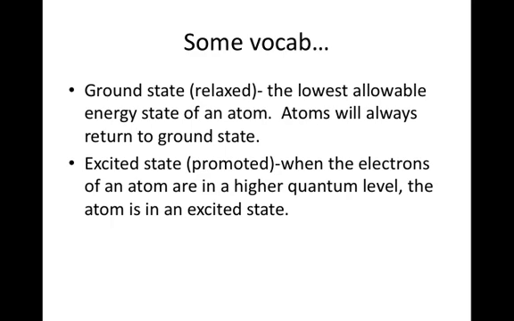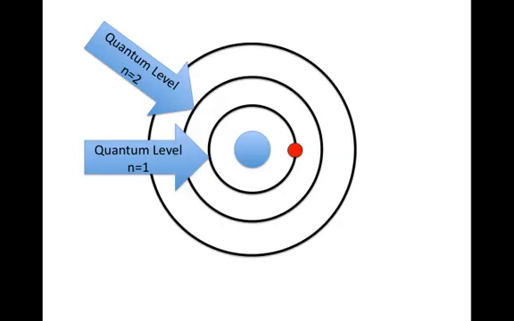So, ground state is the relaxed state, the lowest allowable energy state of an atom. Atoms always like to return to their ground state, and so you will always see an atom that is not excited in its ground state. The excited state, or promoted state, is when the electrons of an atom are in a higher quantum level than the ground state. So, again, here is ground state. You add energy to the electron, it jumps to its excited state. Now it wants to get back to its ground state, and so that electron falls back to quantum level 1, and we find it in its ground state again.